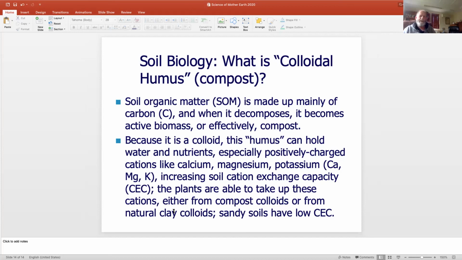The plants are able to take up these cations because of the negative charges on the surface area of the compost or of clay colloids. And that means that the plant can come along with its little roots and almost pluck off those cations, which it then uses to grow healthy.